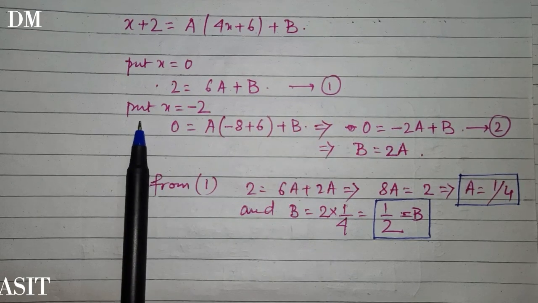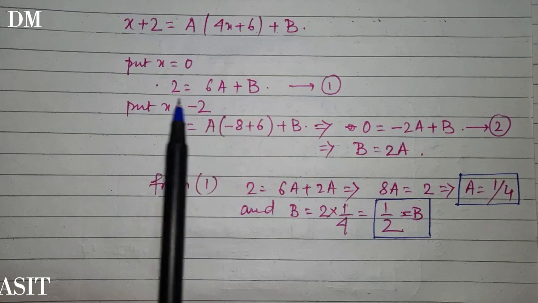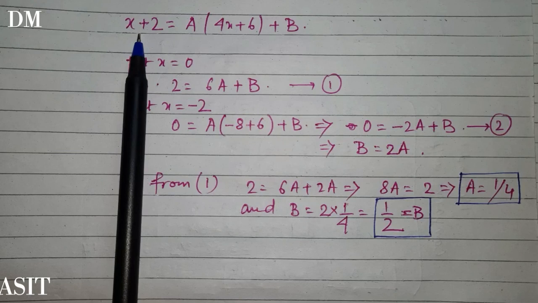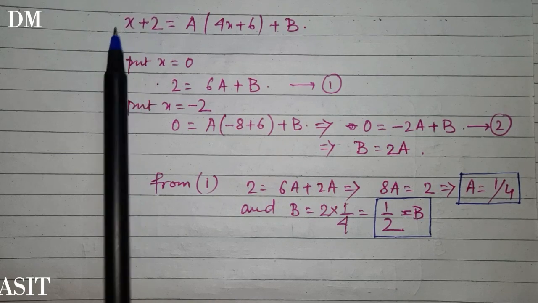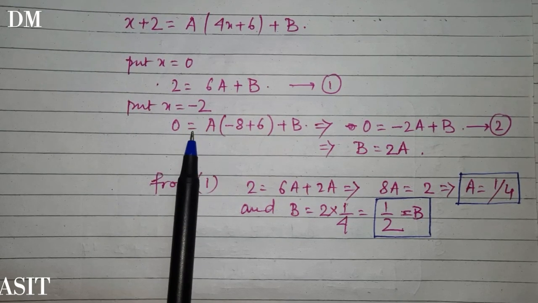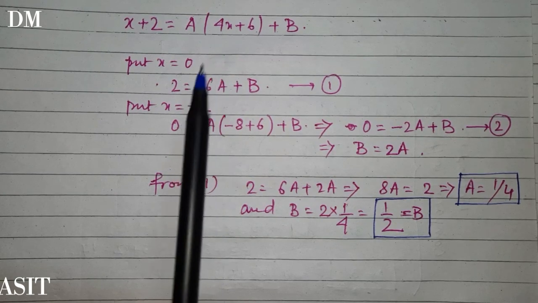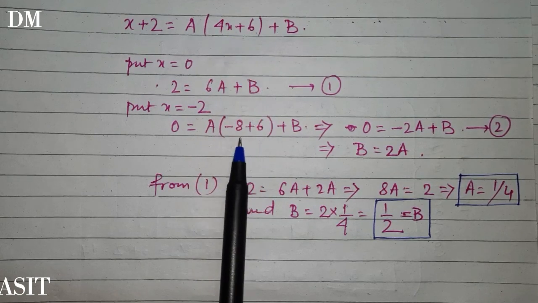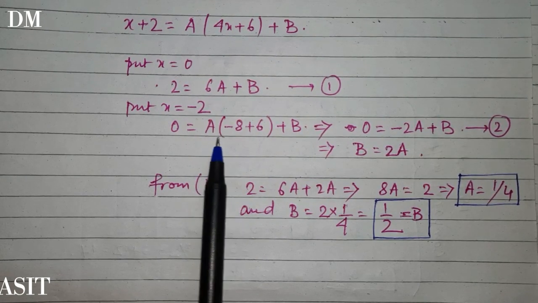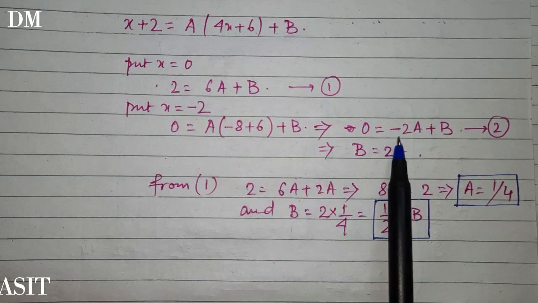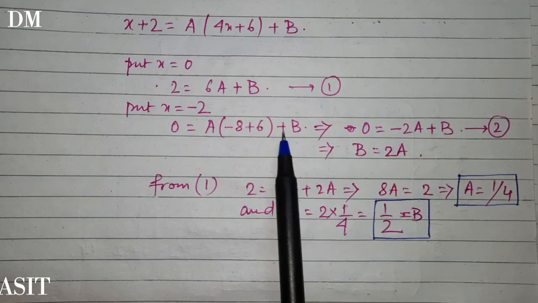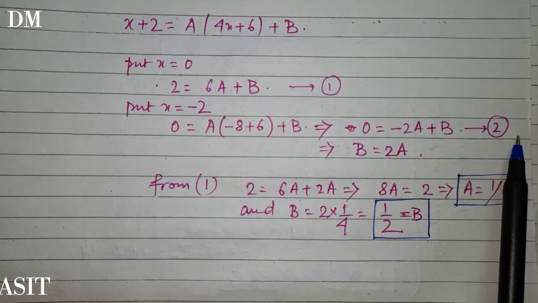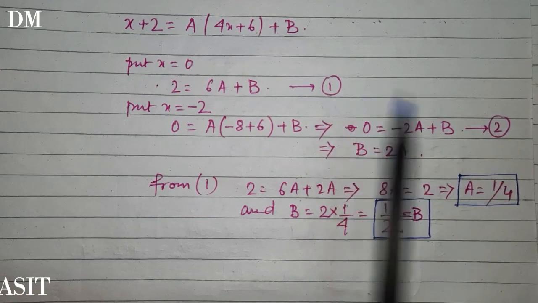Then after that, if you put x equals minus 2, why am I putting x equals minus 2? Because to make it 0. So if I put x equals minus 2, it will become 0, 0 equals, then if you put x equals minus 2 here, it will be minus 8. So minus 8 plus 6 will be minus 2. So therefore a into minus 2 means minus 2a, plus b is already there, plus b. So this is another equation, the second equation. Now we have to solve these two equations, and we will get the values.